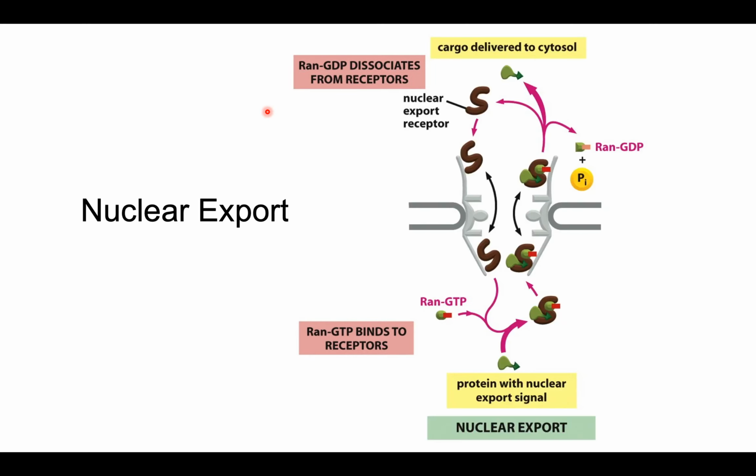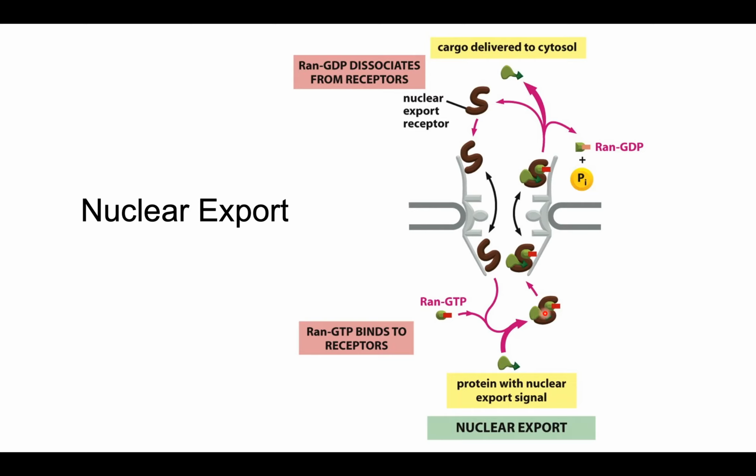So we still have our Ran GTP in the nucleus, our Ran GDP in the cytosol. So in this case, we're going to start at the bottom of this diagram. We have something inside the nucleus we want to bring out. So earlier we had an import signal. These proteins are going to have an export signal. It's going to bind our export receptor, which is already bound to Ran GTP.